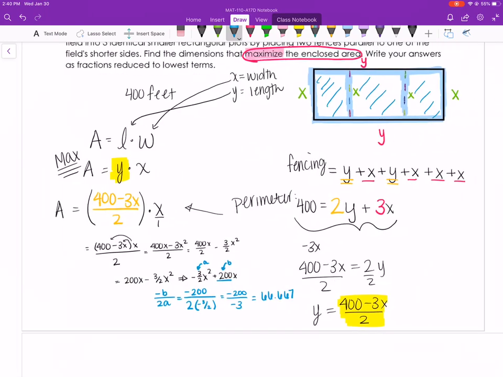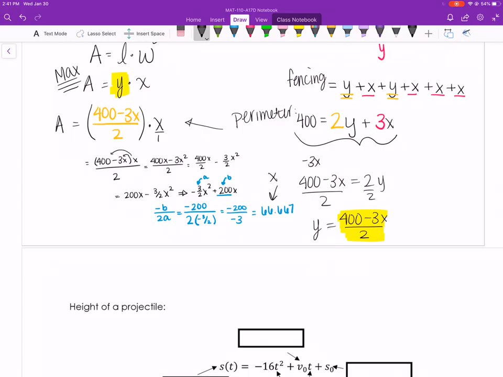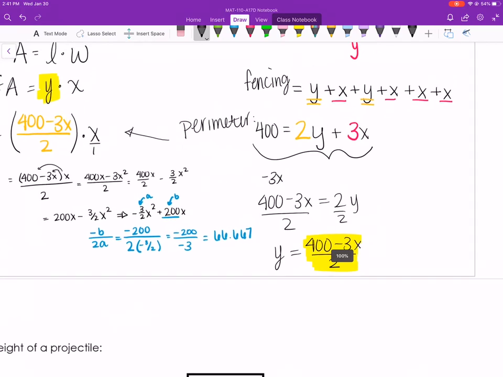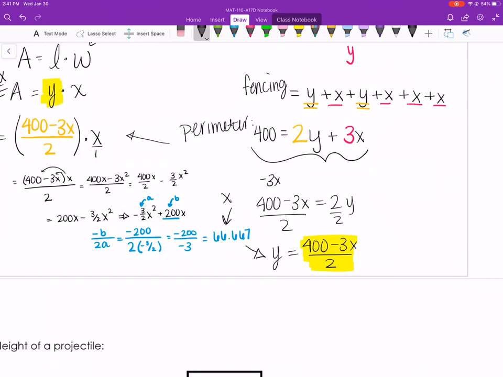Now remember, x is the width, so go all the way back to the top. x is the width. They want me to tell them the dimensions, not just x, but x and y. So I'm going to take this 66.667, and I'm going to fill it in for my equation. So that will happen over here, right there, because that's where I can get y. So I'm going to have y equals 400 minus 3x all over 2.